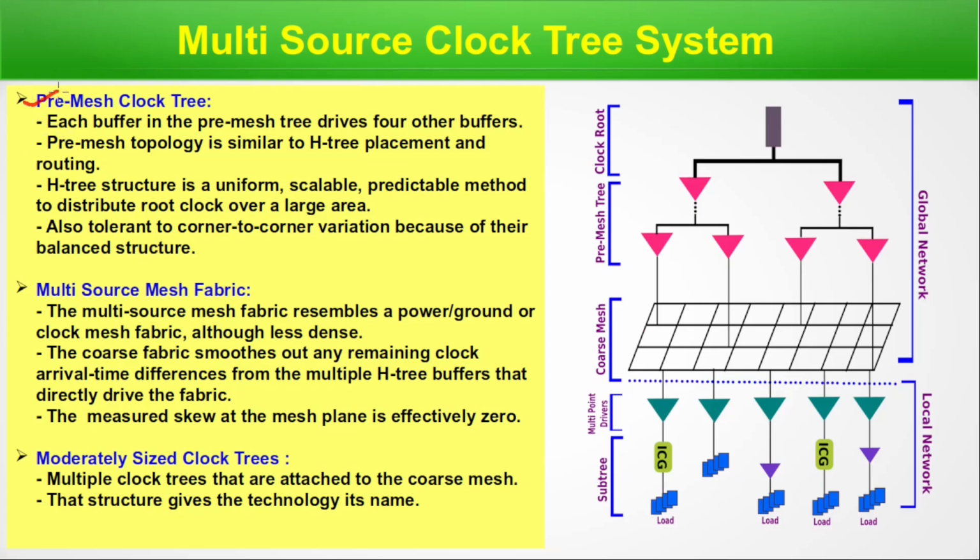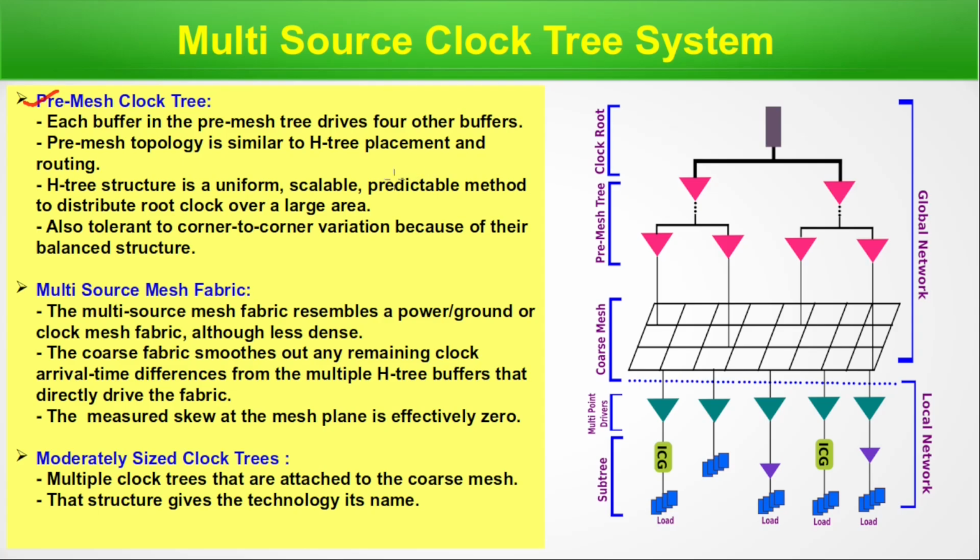Now, pre-mesh clock tree. We have seen there are 3 parts. First, pre-mesh clock tree. This is the clock route. Now, this is pre-mesh clock tree. And here, coarse mesh is there. And after that, multi-point drivers and subtree is there. Each buffer in the pre-mesh tree drives 4 other buffers. That's pre-mesh topology similar to H-tree placement and routing.